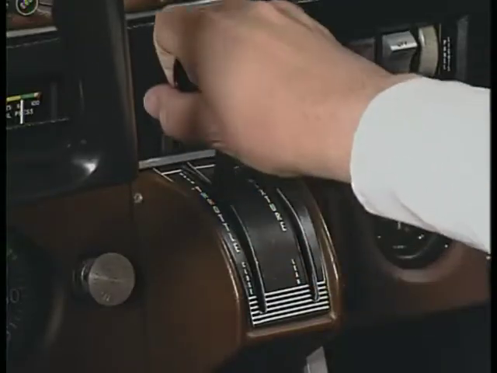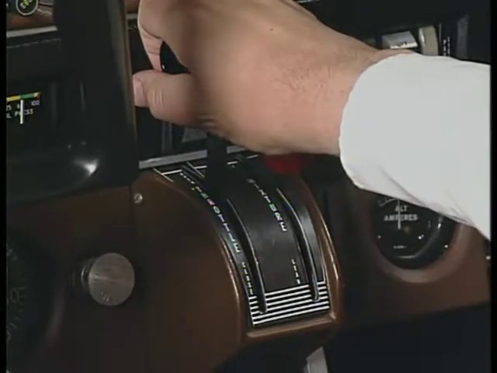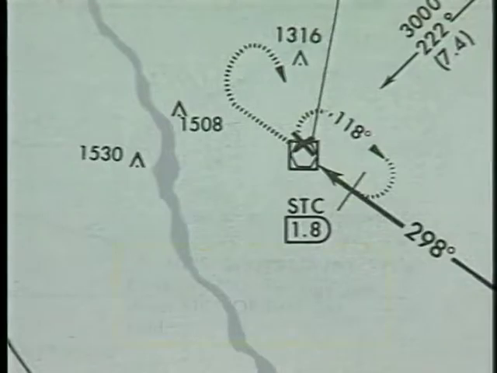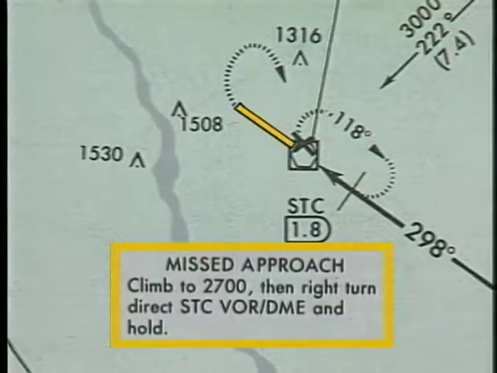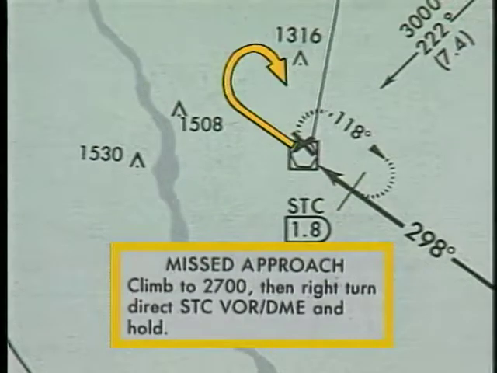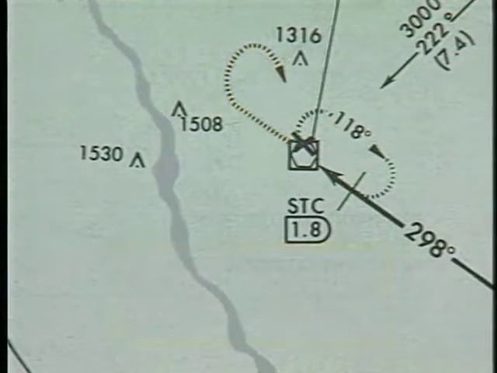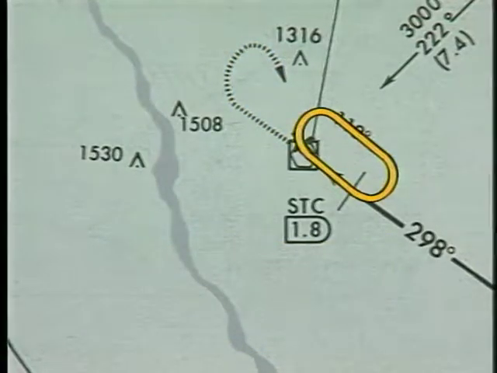Furthermore, you must be in a position that allows you to descend to landing at a normal rate. If you're unable to identify the runway environment upon reaching the missed approach point, you must immediately execute a missed approach. The missed approach procedure calls for a climb to 2,700 feet, then a right turn direct to the St. Cloud VOR DME. If you reach the VOR prior to receiving an additional clearance, you must enter the depicted holding pattern.